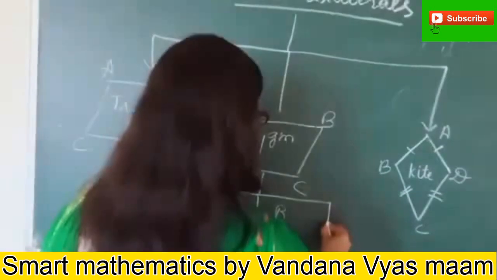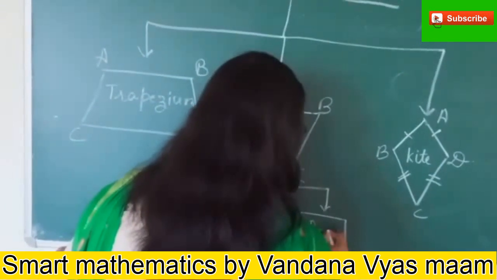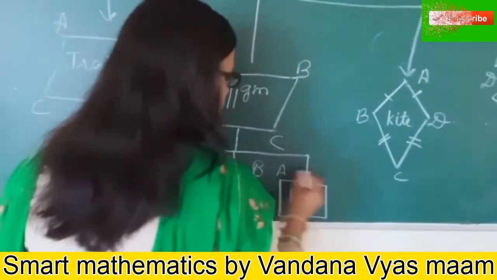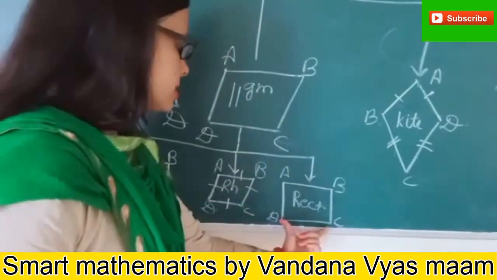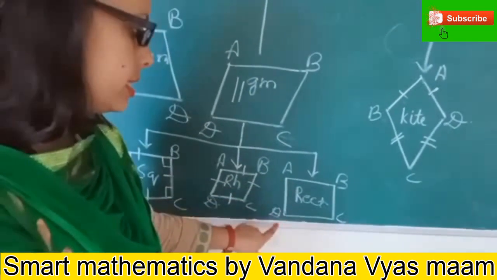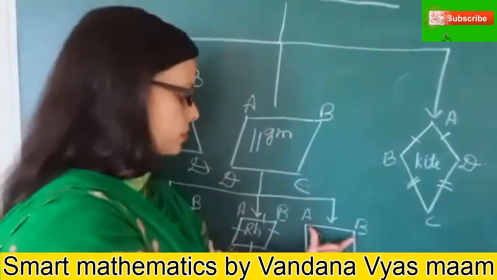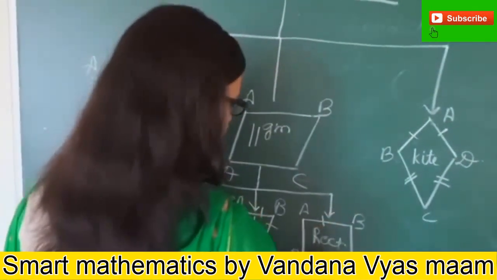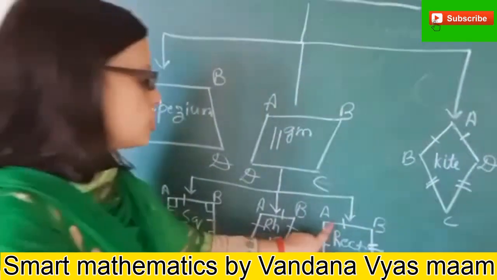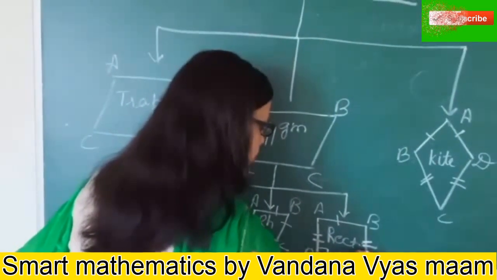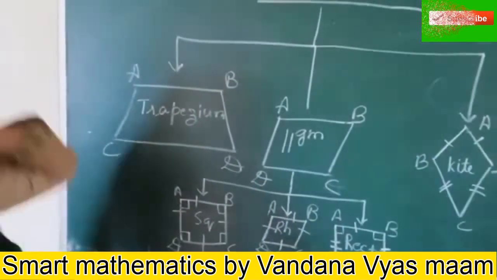Now, third is rectangle. Students, a rectangle is also a parallelogram because in a rectangle, both the pairs of opposite sides are parallel. AB is parallel to CD and BC is parallel to AD. But in a rectangle, opposite sides are equal, means AB is equal to CD and BC is equal to AD, and the measure of all angles is again equal to 90 degrees. Clear students? That is the rectangle.